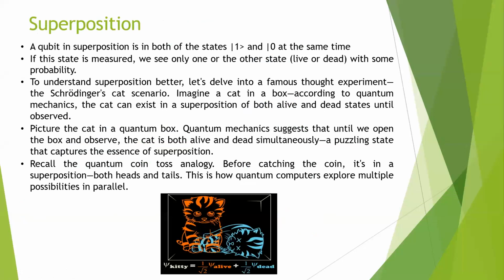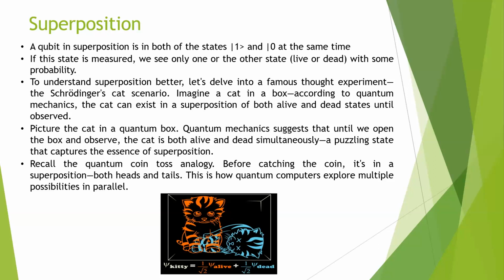A qubit in superposition is in both states, that is, 1 and 0 at the same time. If this state is measured, we only see one or the other state with some probability. To understand superposition better, let's delve into a famous thought experiment, the Schrodinger's cat scenario. Now imagine a cat in a box. According to quantum mechanics, the cat can exist in a superposition of both alive and dead states until observed.